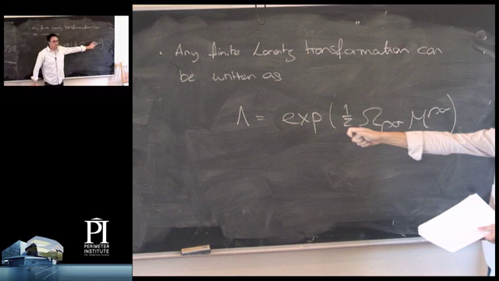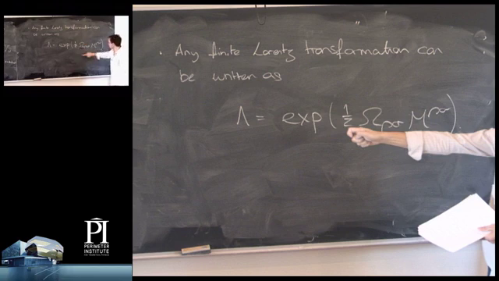This is a 4x4 matrix, the M, but I've not included those 4x4 indices. There's a mu and a nu index floating around here and here, which I've just left off, hopefully for clarity. So this is a 4x4 matrix. This is a set of six 4x4 matrices, and this is a set of 6 numbers. So this whole thing is a given 4x4 matrix. And then I exponentiate the 4x4 matrix.